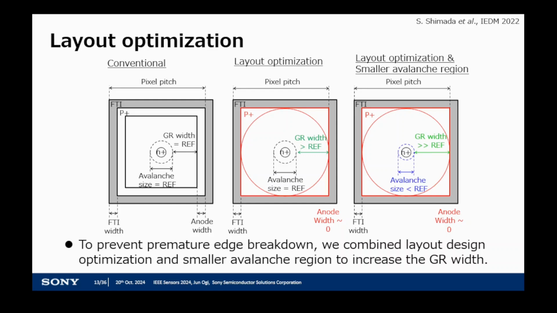This technique increased the distance between the cathode and anode region. He called the distance the gathering width, and the width has been maintained even in the scaled-down pixel by this relative optimization.